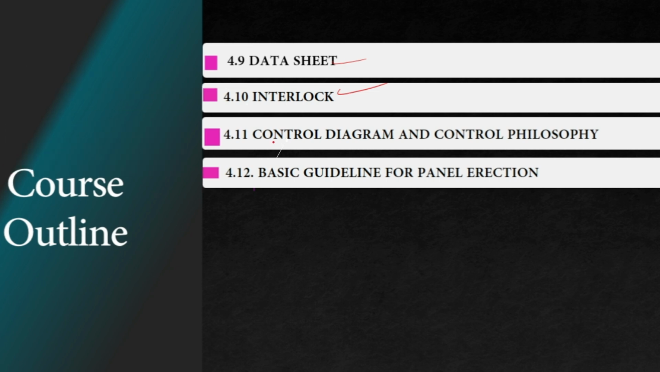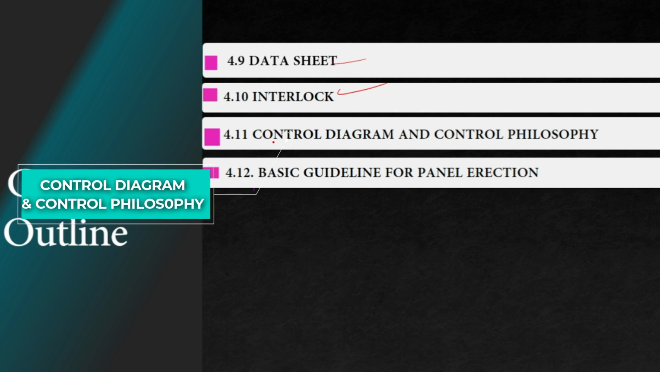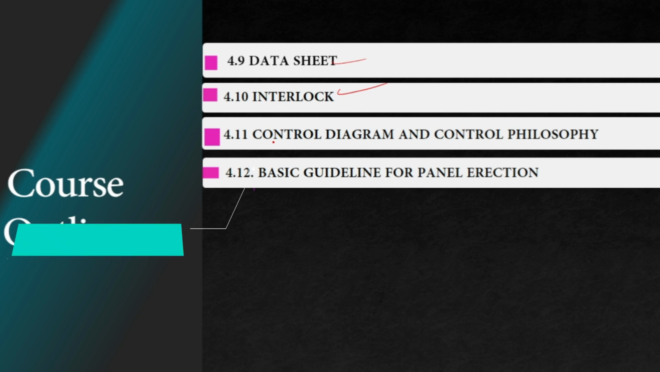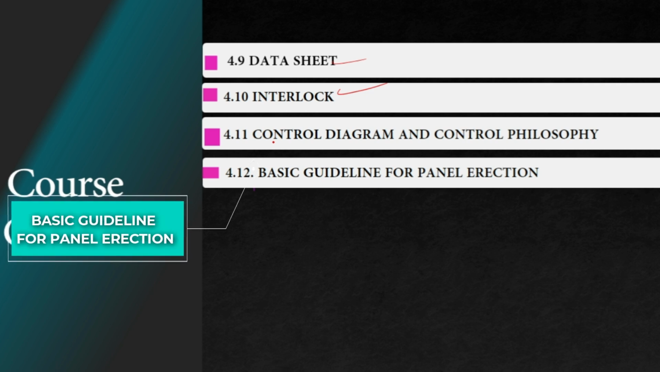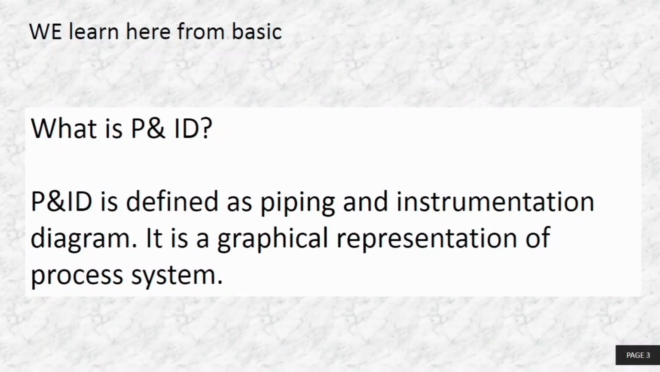Then we will see control drawing and control philosophy. What are those? These are very important during commissioning. And then we will see basic guidelines of panel erection. These 12 things we will see in Chapter number 4. We learn here from the basics.